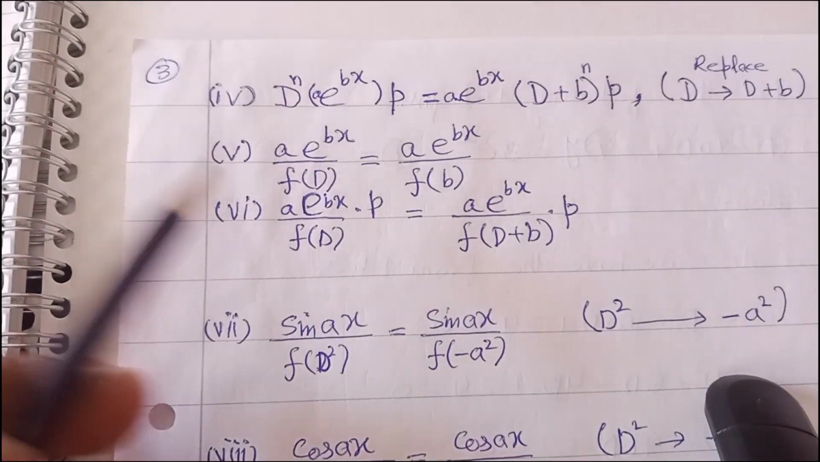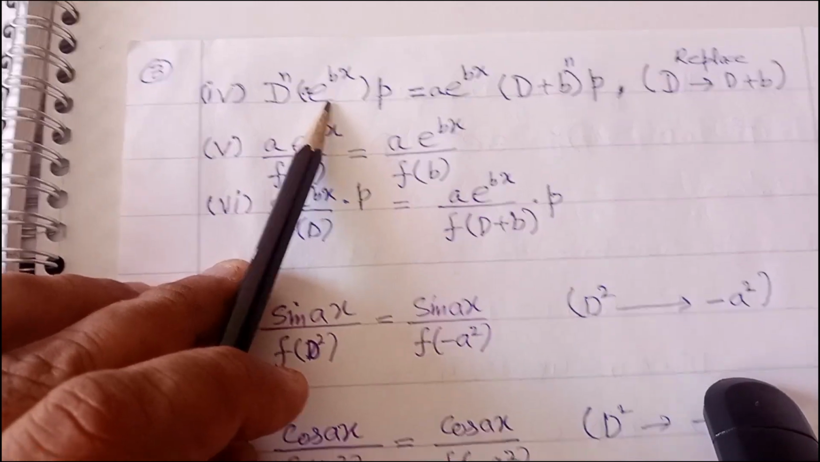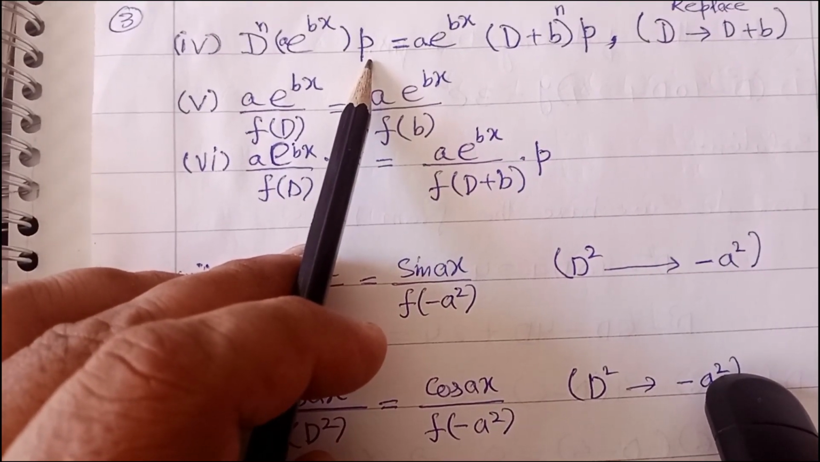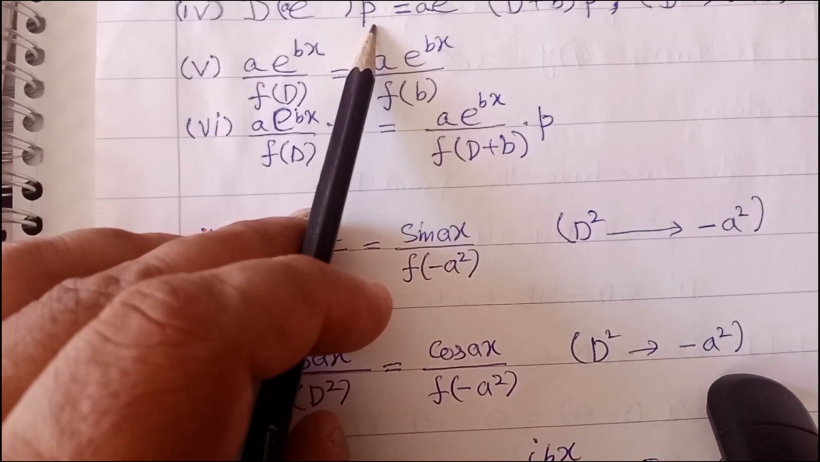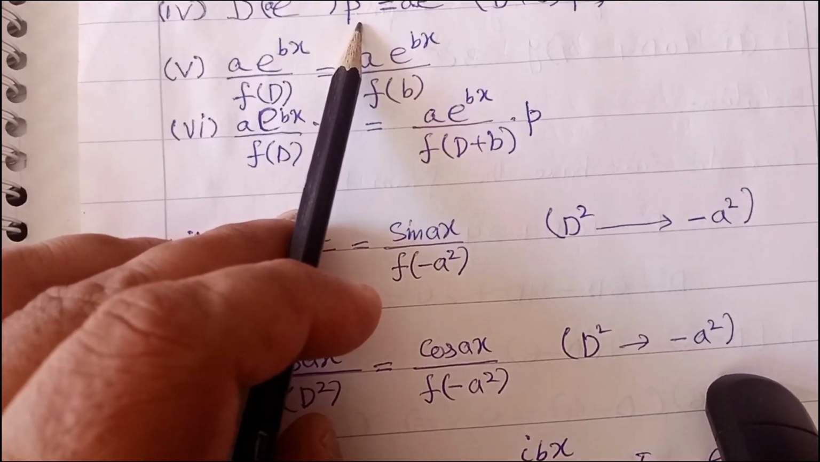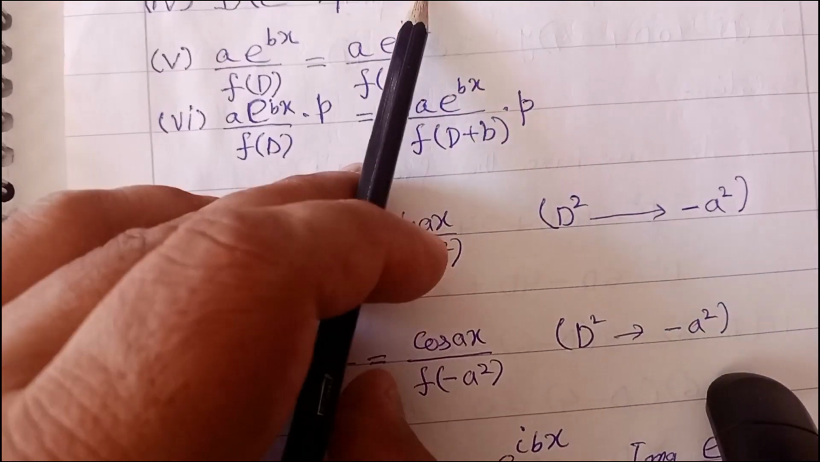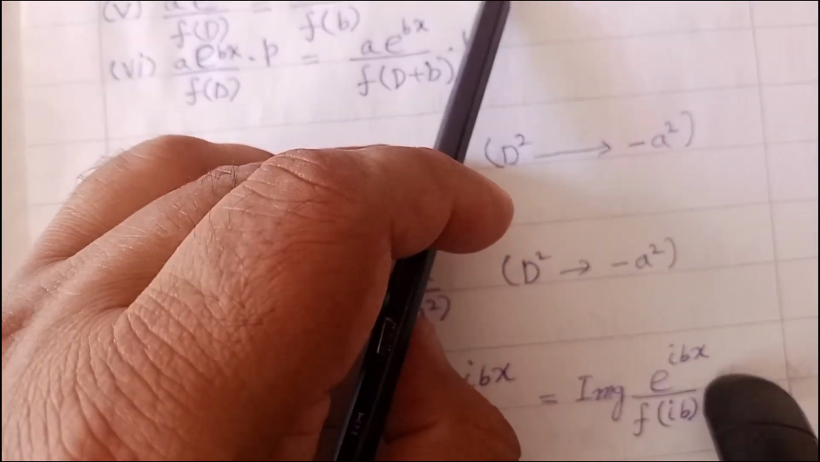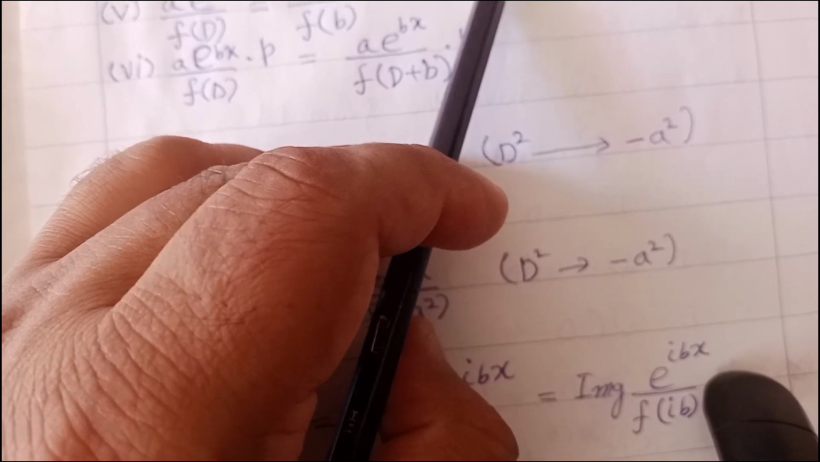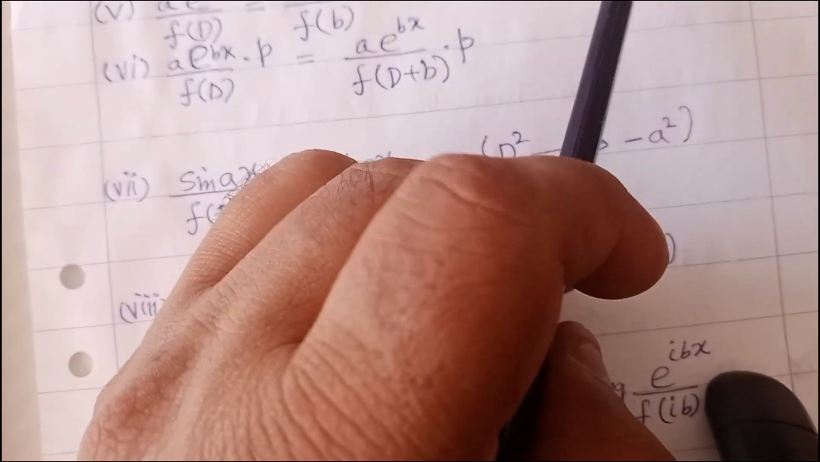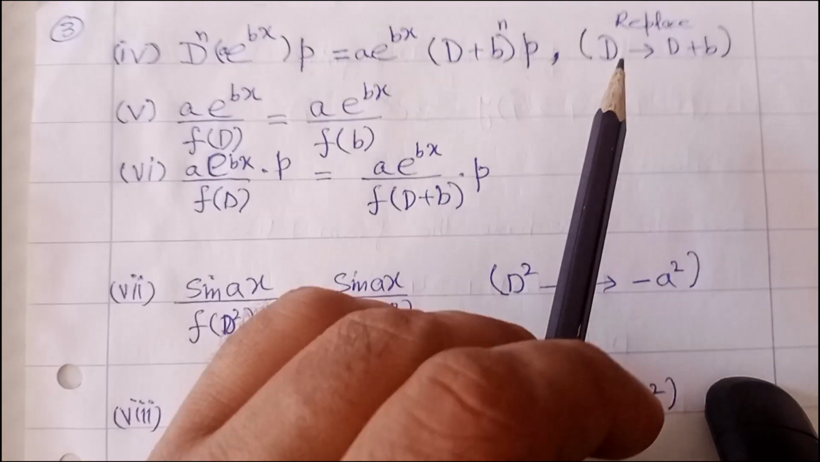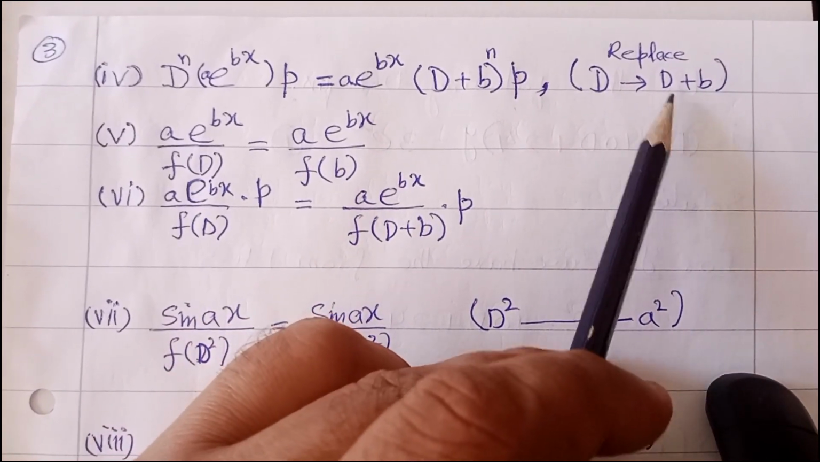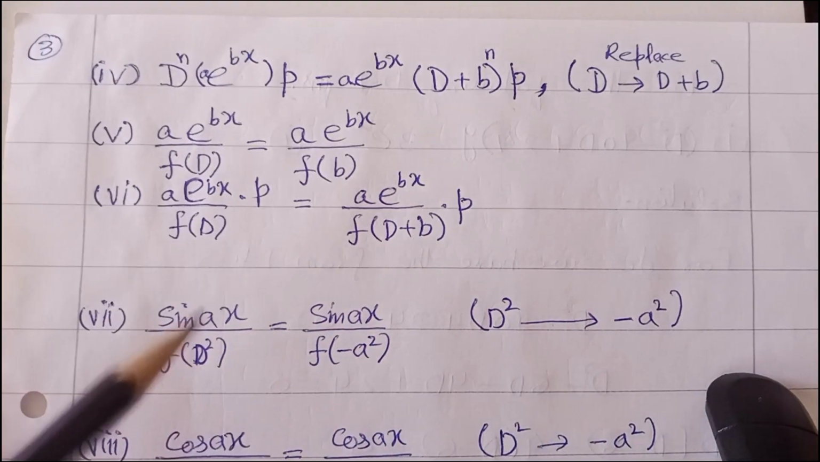The next property is d power n of a exponential bx multiplied by p, where p is any polynomial or any function, algebraic or any kind of function. In that case we can write it as a exponential bx times d plus b power n into p. So here we replace d by d plus b, so that we will get the solution.